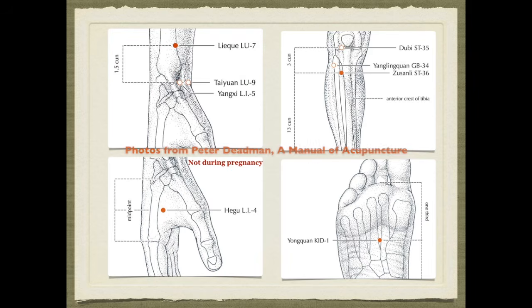So today, we're going to talk about 4 specific points on 4 different meridians that you can use to help improve your immune health. We're going to talk to you about where you can find them and why they do what they do, right? So the 4 points that we're going to talk about today are lung 7, stomach 36, large intestine 4, and kidney 1. And we're going to start with lung 7.